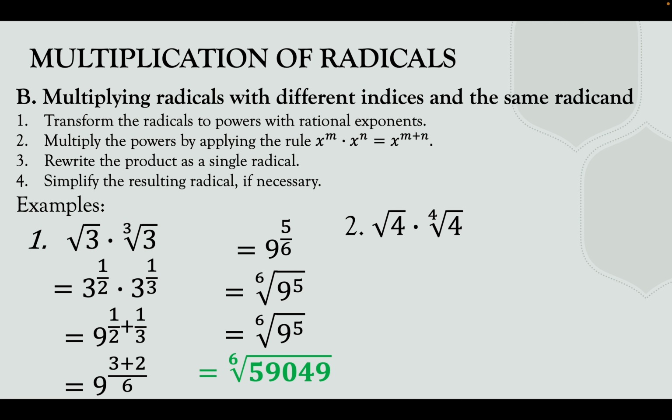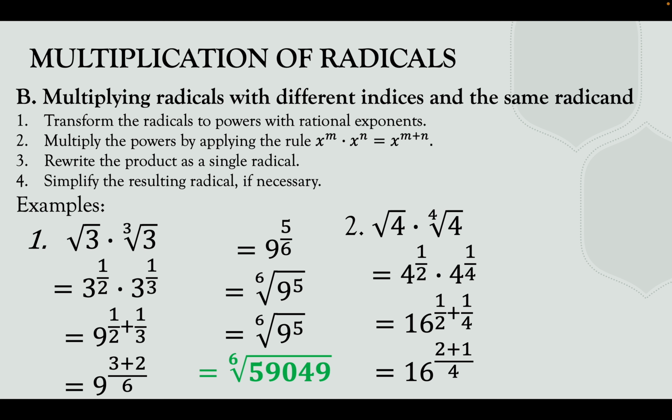Number 2, we have square root of 4 times 4th root of 4. So change this one into exponential form. We have 4 raised to 1/2 times 4 raised to 1/4. Simplify first. 4 times 4, we have 16. Raised to 1/2 plus 1/4. So their common is 4. So 4 divided by 2 is 2 times 1, we have 2. 4 divided by 4 is 1 times 1, we have 1. So we have 16 raised to 3/4.